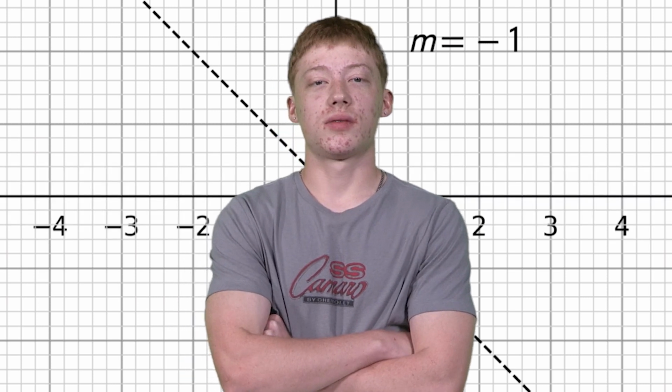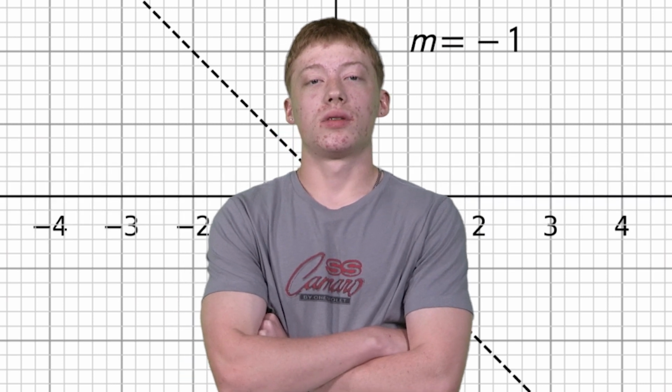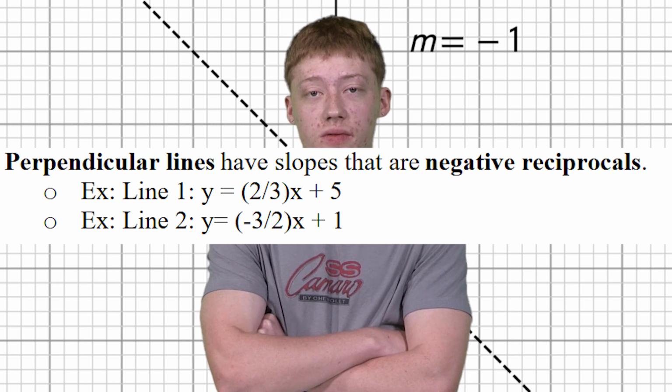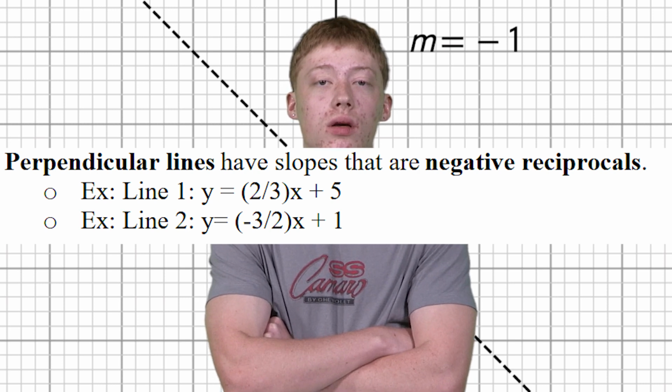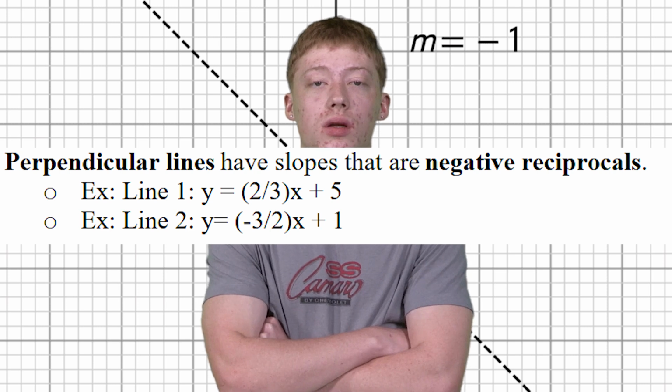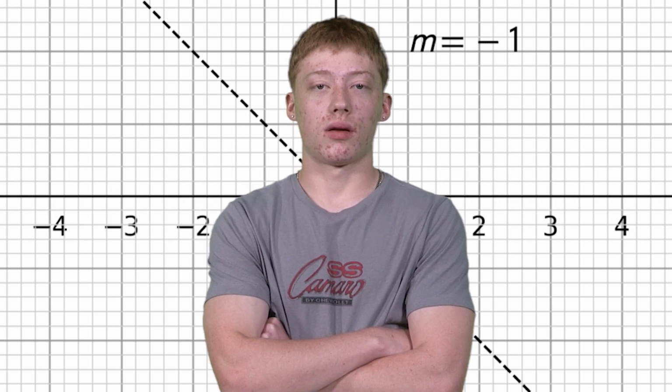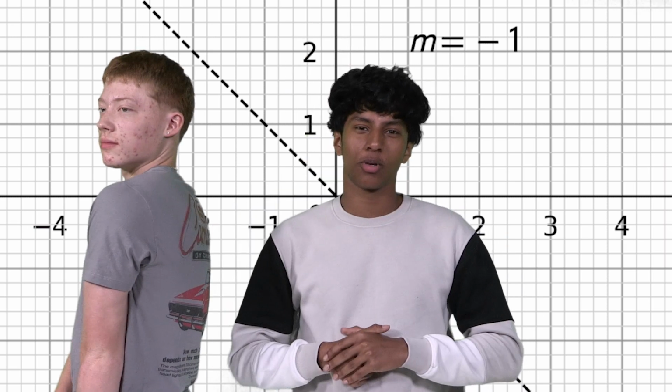Perpendicular lines have slopes that are negative reciprocals. For example, line 1 is y equals 2/3 x plus 5, and line 2 is y equals negative 3/2 x plus 1. The slopes are opposite reciprocals, meaning they're perpendicular. And now let's get into the questions.